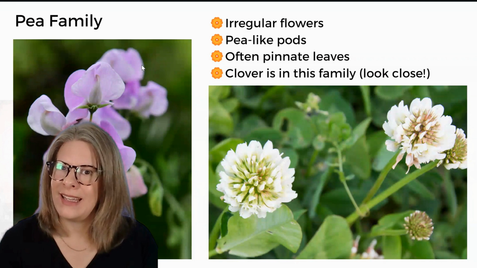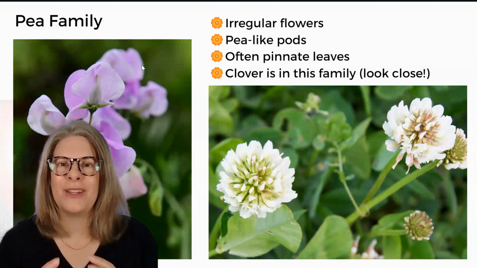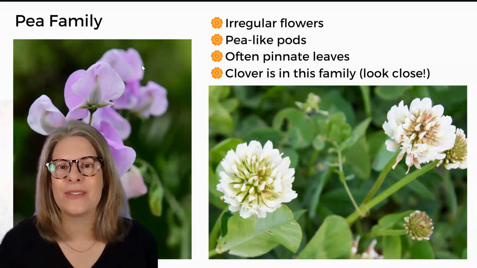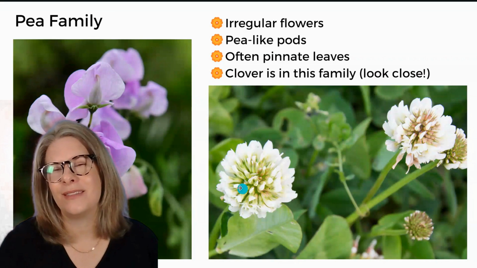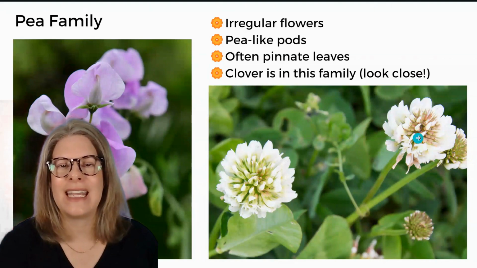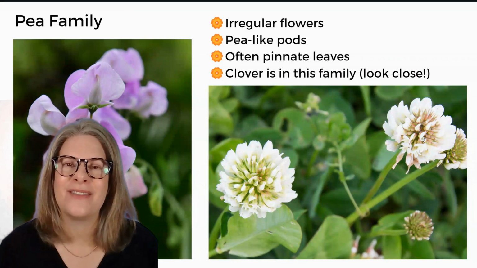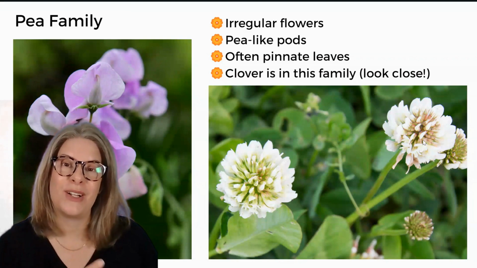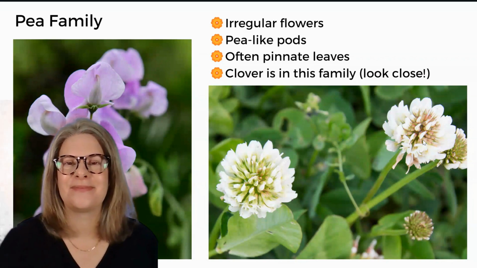And then surprisingly, clover is in this family, and you can kind of see that irregular flower if you look really close at a clover flower. The individual, maybe we'll call them petals, it looks like they're individual petals, but they're not. They're actually individual flowers that are clustered on this flower head. Isn't that cool? So take a magnifying lens out with you in the field, and if you can find a clover, you'll be able to see that irregular flower on the clover plant.